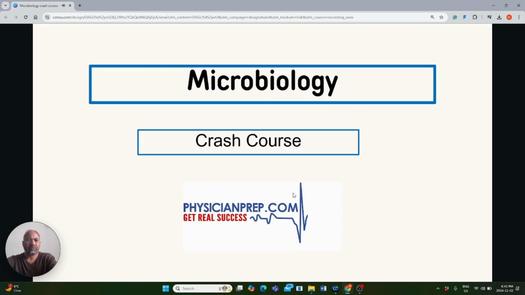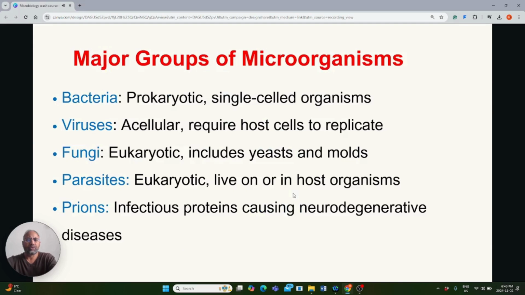And to start with, we have to first go to what are the major groups of microorganisms that are to be discussed in microbiology. So the 5 groups of organisms that are discussed under the heading of microbiology are the bacteria, the viruses, the fungi, the parasites, and lastly, and these are the newest entrants to the microbiology world, those are the prions. Okay, so what are bacteria?